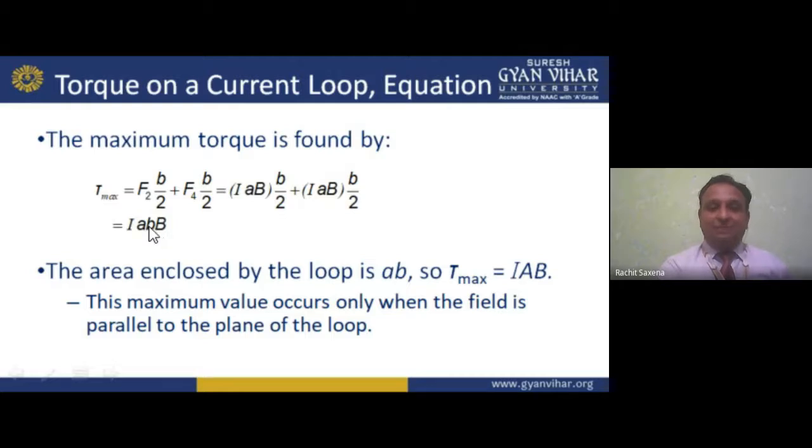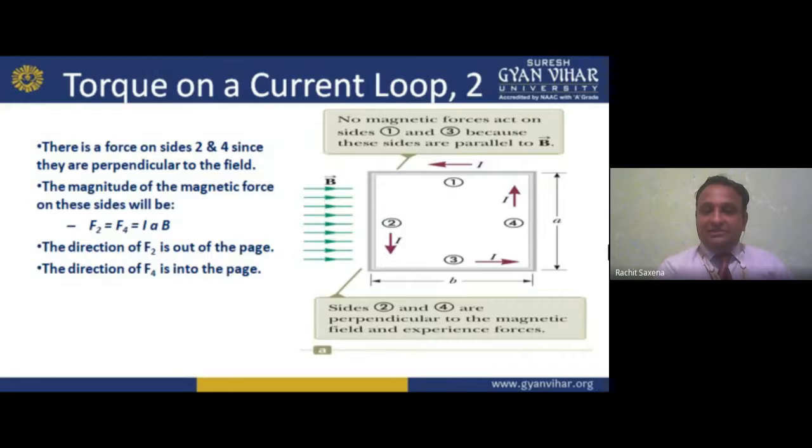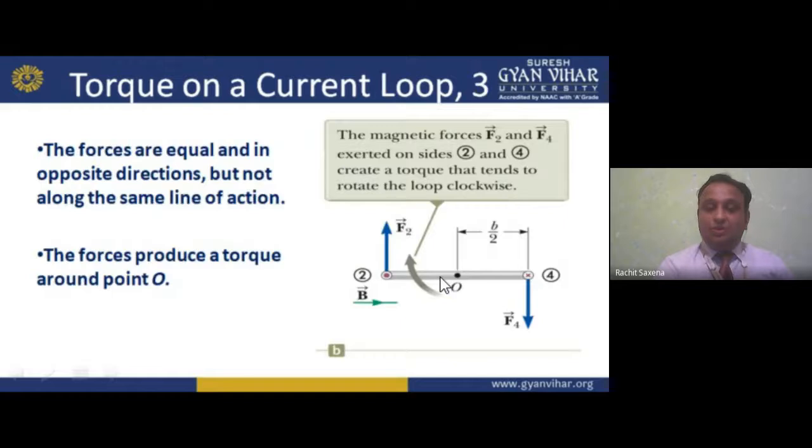A is the area, and B is the magnetic field. So the area enclosed by the loop is AB. AB is the total area enclosed by the loop, and this is your area, length into breadth. What is this, my dear student? That is basically the area, length into breadth.